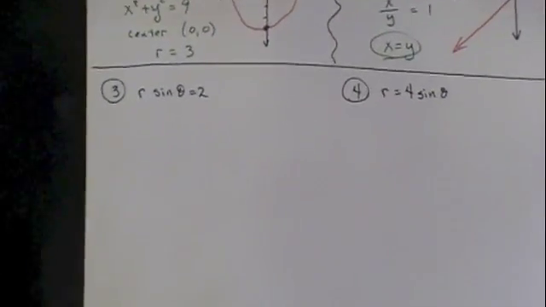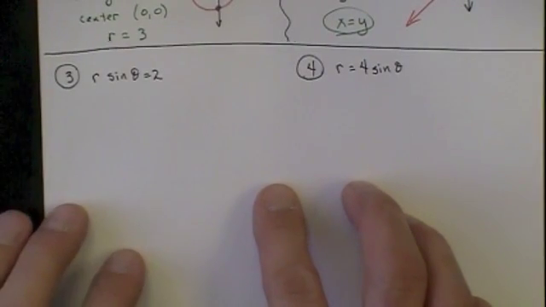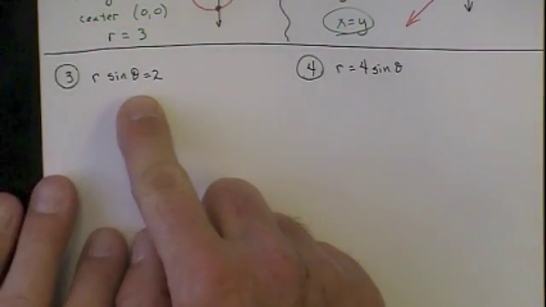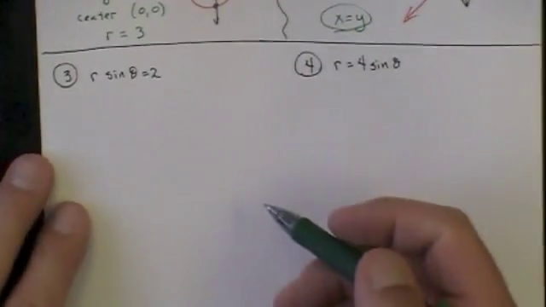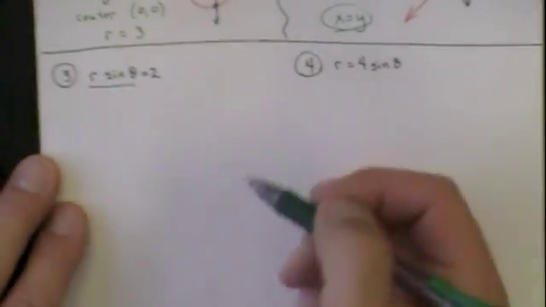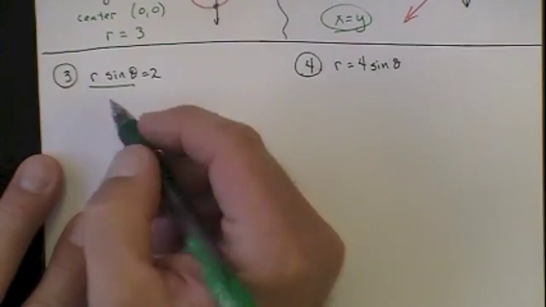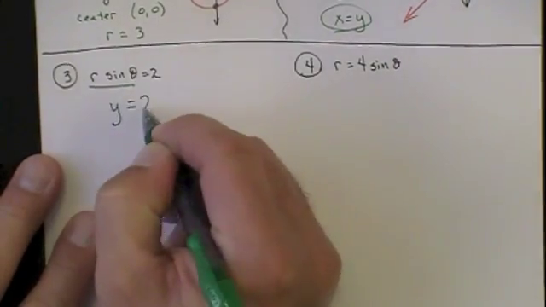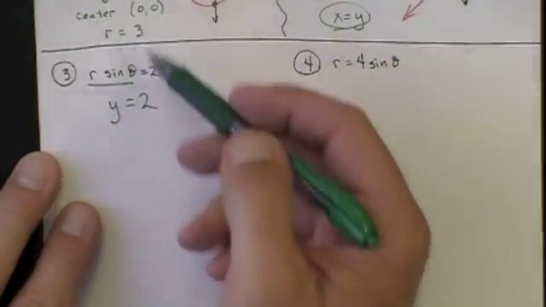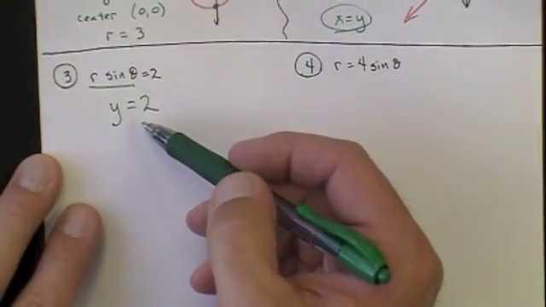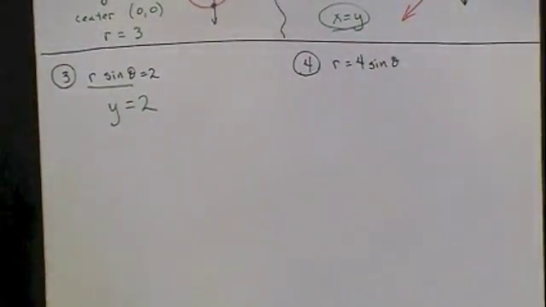Now if we look at example number 3 here, we have r times sine of theta is equal to 2. Now again, if we think of this as trying to write it in rectangular form, r times the sine of theta, that's equal to y. So we could rewrite this as y equals 2. We could actually do the rewriting into rectangular form first, then graph. So we know y equals 2.